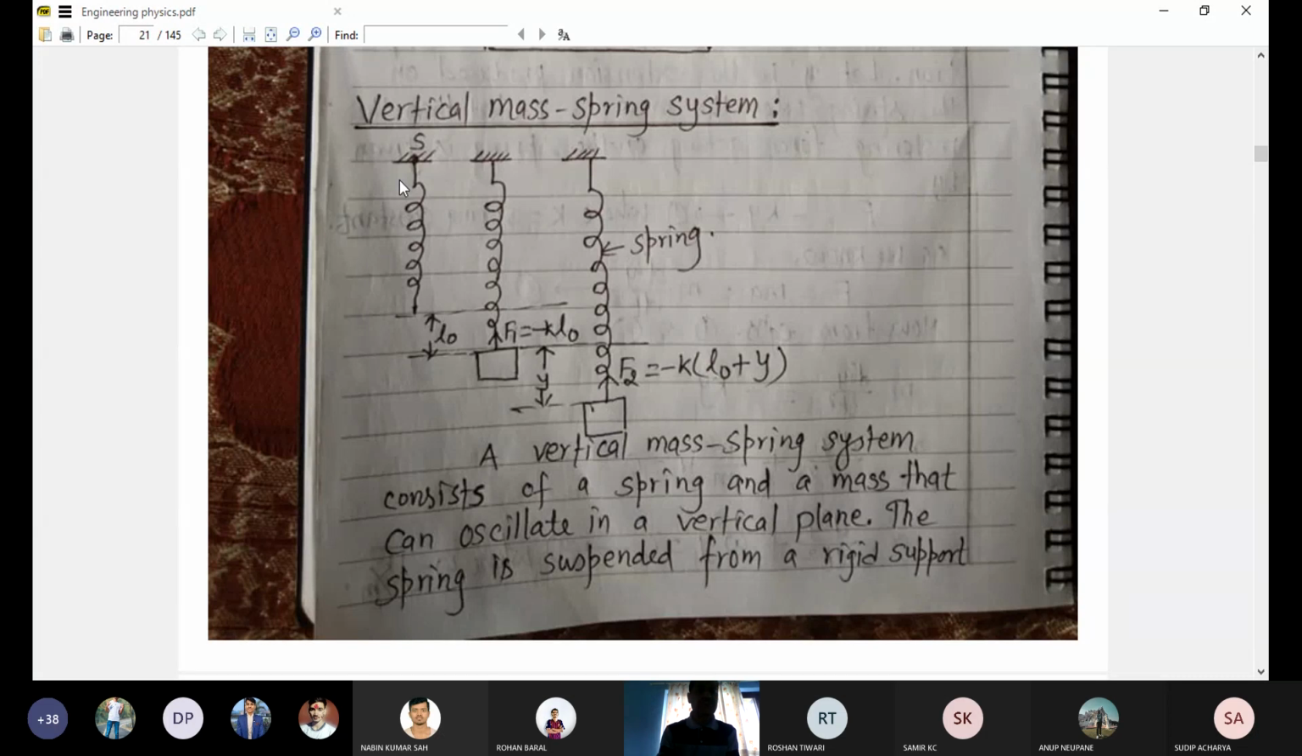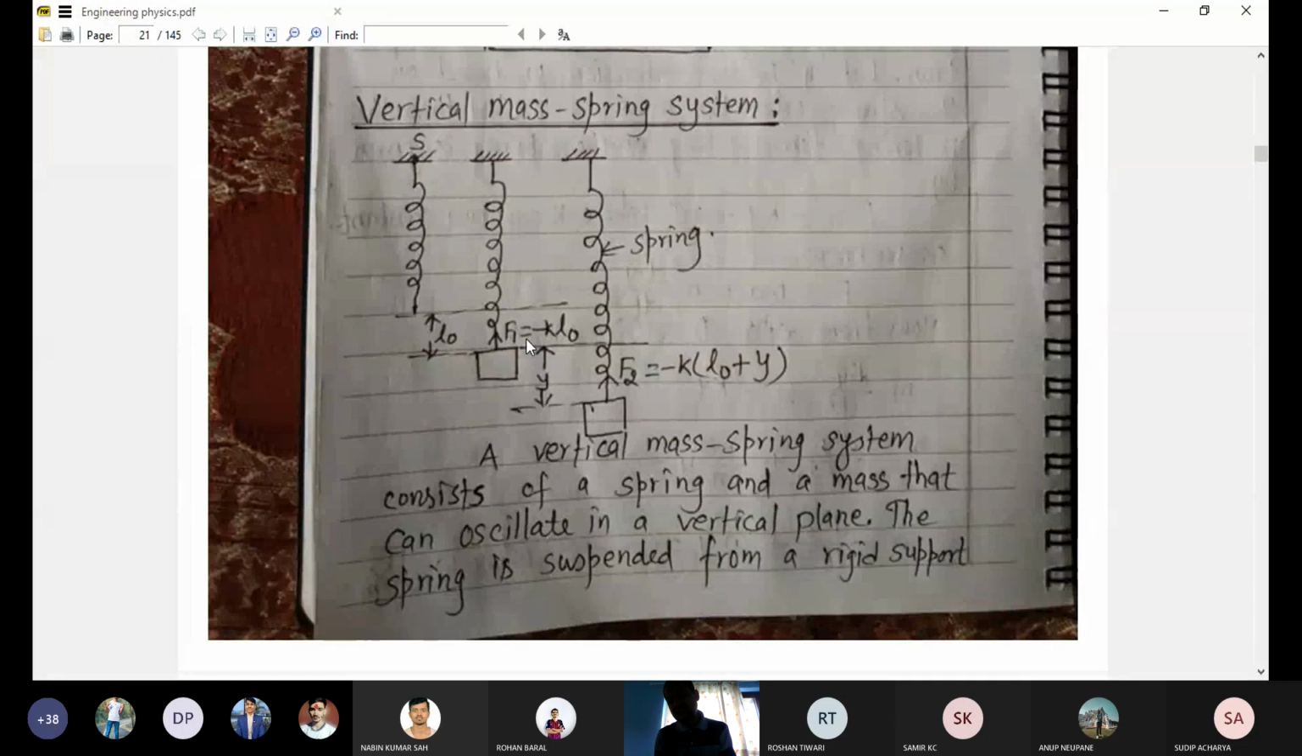अब हेर यहाँ, this is the spring, and the spring is suspended from a rigid support. This is the rigid support, and at the another end, when no load is suspended, that gives the original length of the spring. This is the original length of the spring from this point to this point. Now a mass is suspended at the another end of the spring.